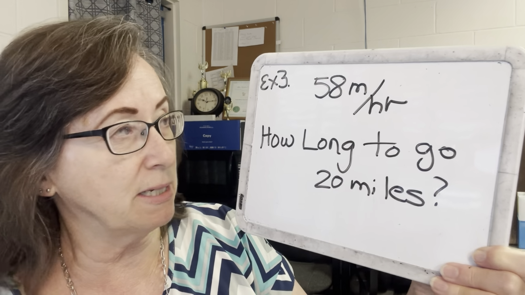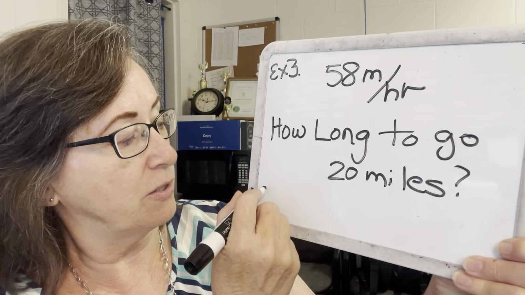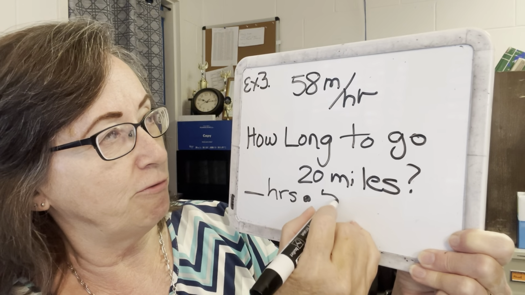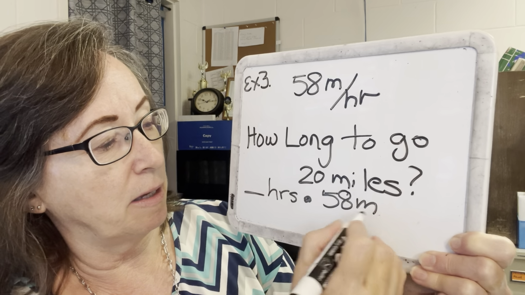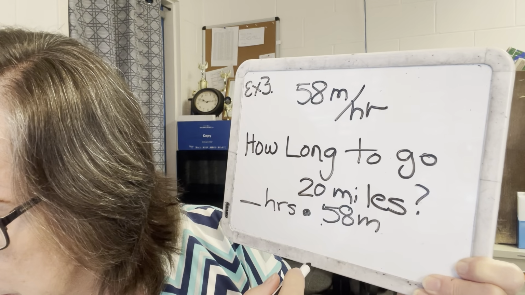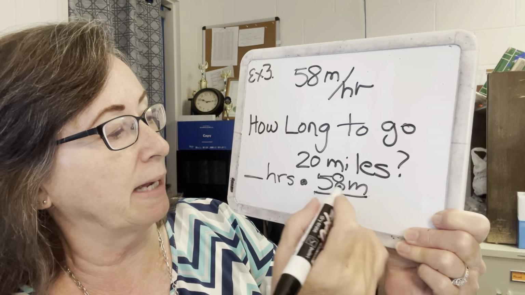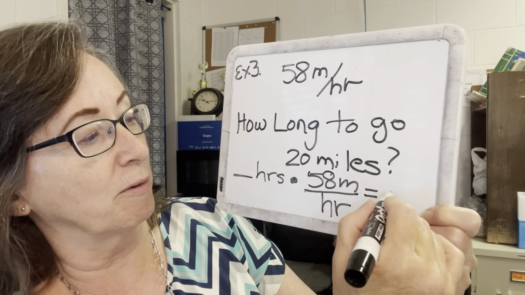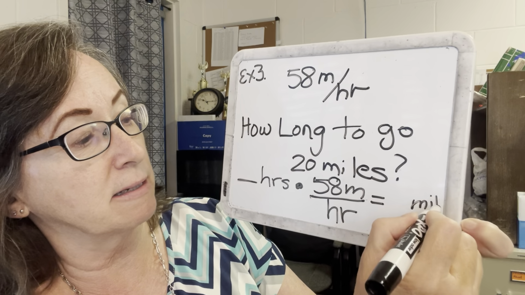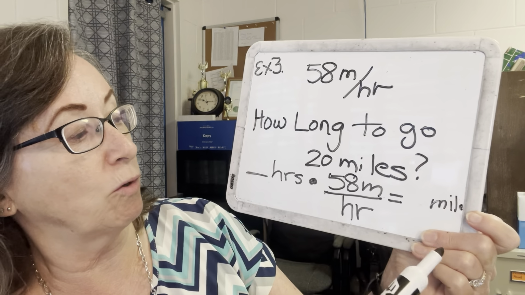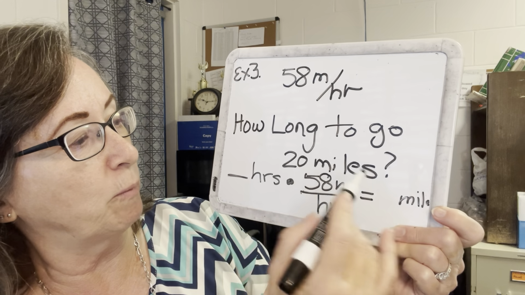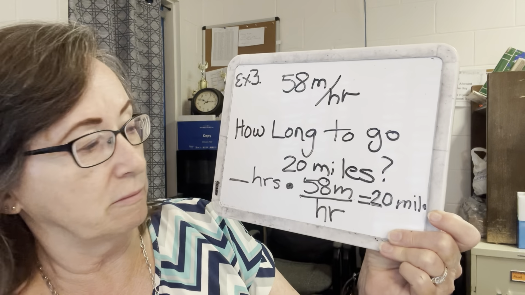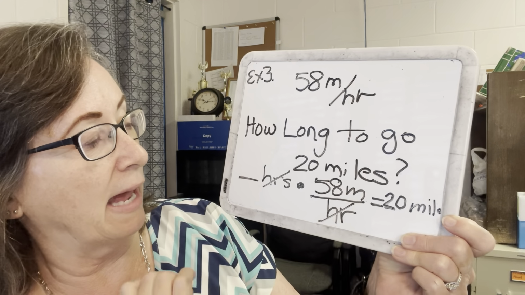We don't know the time. We do know that so many hours times 58 miles per hour will give me the number of miles. I know that. Okay, so let's put what we know in there. So we know that we're going 20 miles. So that is known. We know that our hours will cancel hours.